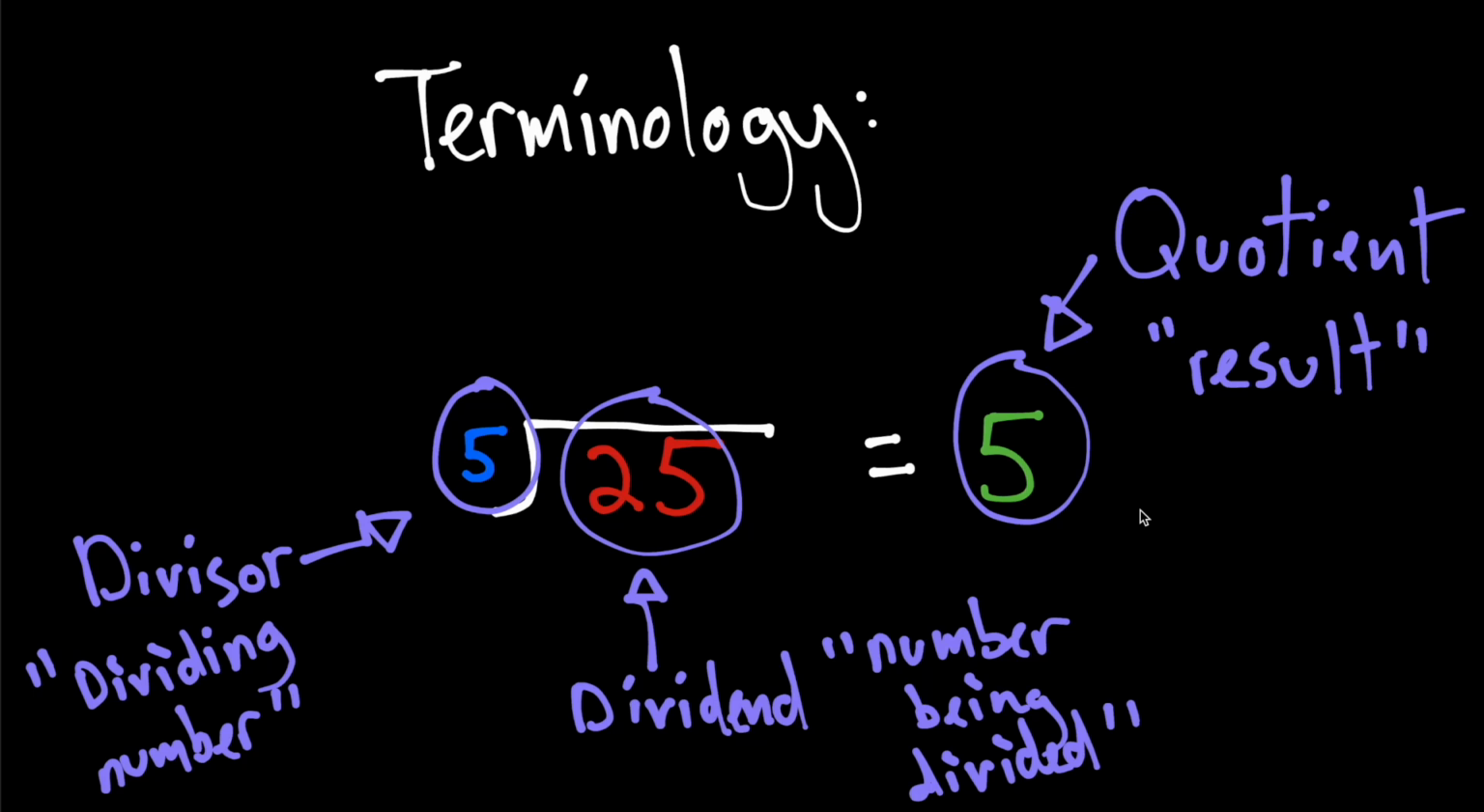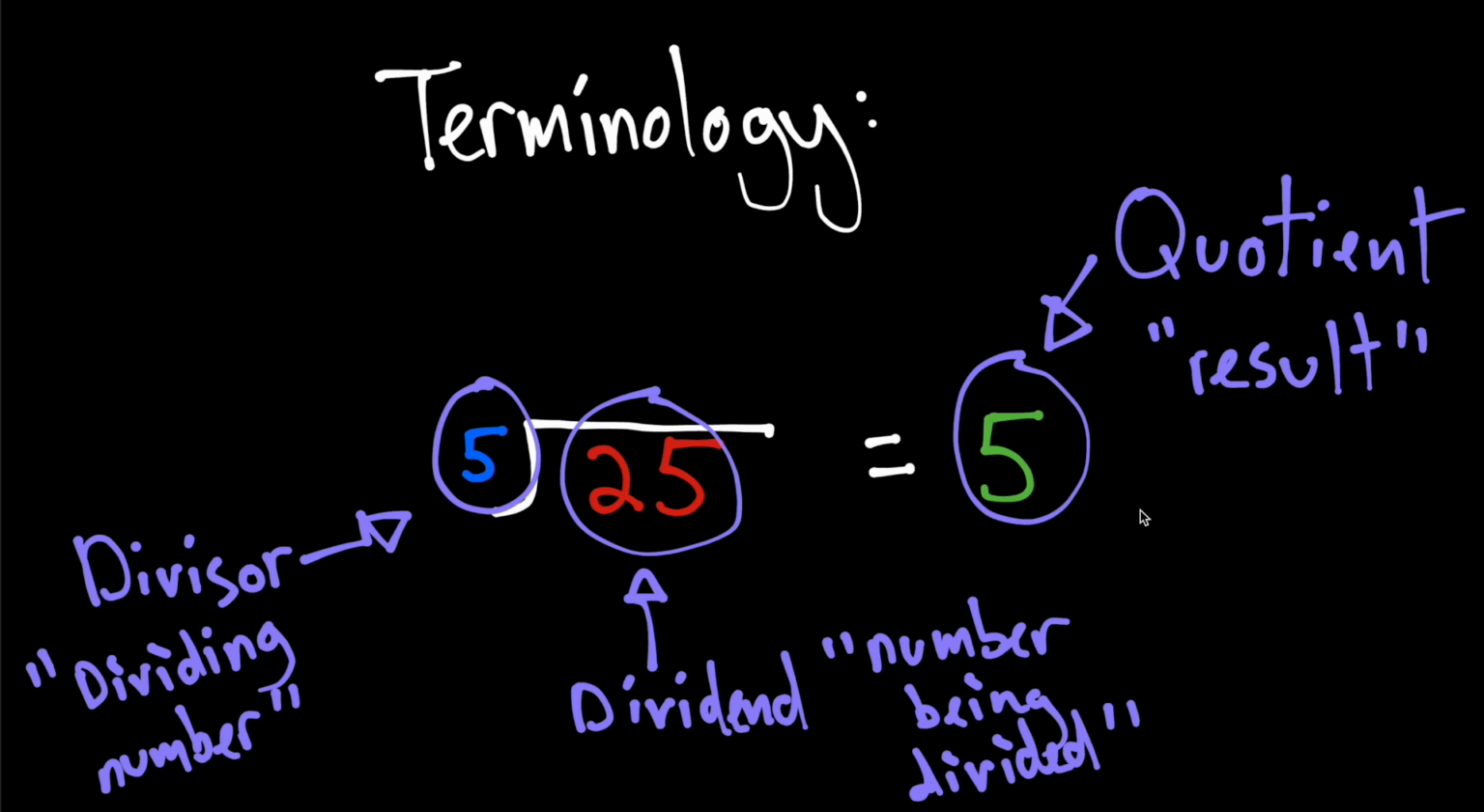Alright guys, so up on screen are three pieces of key terminology that should help understanding this video. The blue 5 on screen is the divisor, so in 25 divided by 5, like I've written just there, the blue 5 is the divisor. The red 25 on screen is the dividend, which is also known as the number being divided. So 25 divided by 5, 25 is the number that's being divided.